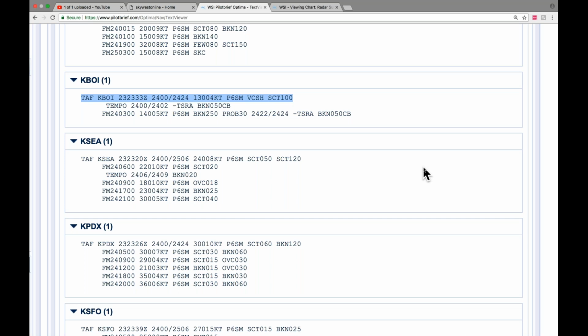You're good. So VC stands for in the vicinity. See, normally didn't we see them before as VCN or something like that? I'm not sure. I don't remember VCN, but whenever we see VC, I think in the METAR it's even VC, that just means there's showers in the vicinity of the airport. And then scattered clouds to 10,000 feet. Mm-hmm.